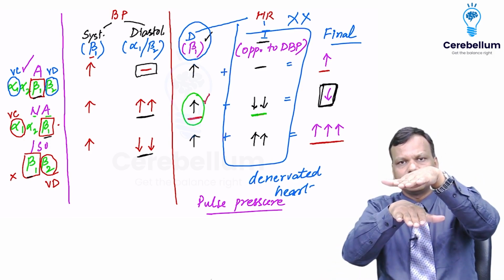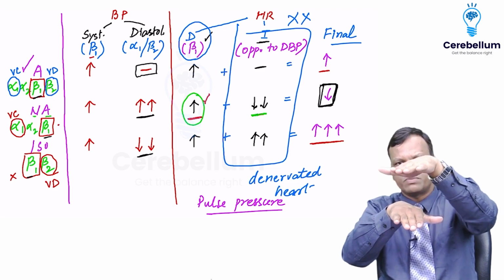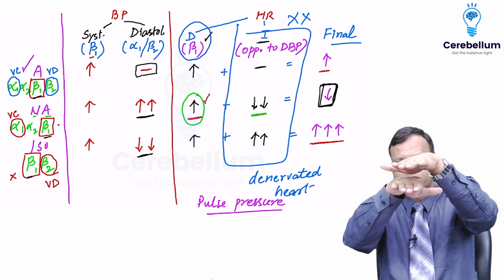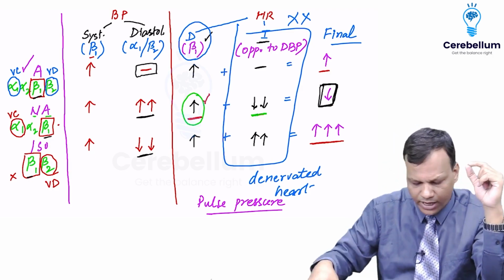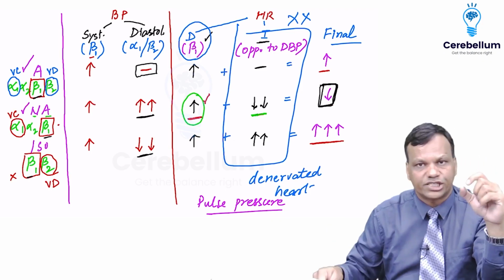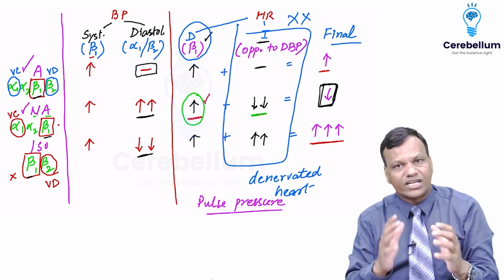This is the normal again. When we give noradrenaline, systolic BP increase, but diastolic increase too much. So what happened to pulse pressure? It is reduced. So noradrenaline decrease pulse pressure. Okay. Now coming to isoprenaline.